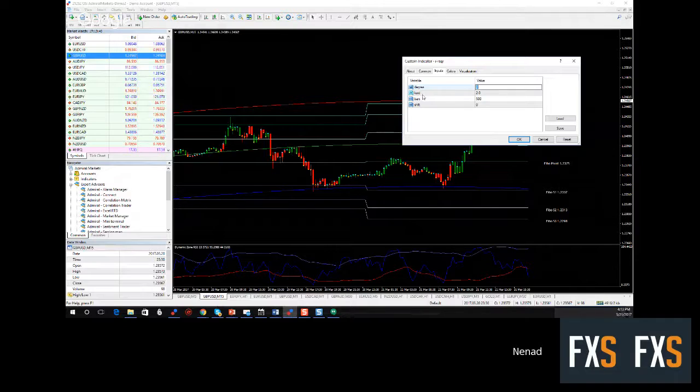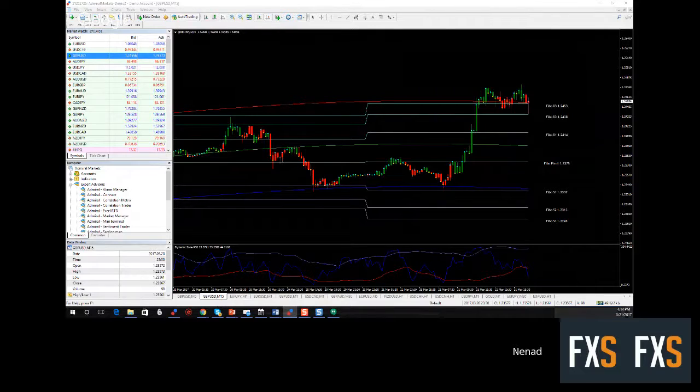Standard deviation for this channel should be 2 for this system. Bars just means how many bars the channel will go in the past. And shift, you can leave it as it is, because if you shift it, it will move. So actually you can try to back test it. It's just used for back testing purposes. You should leave this as it is.